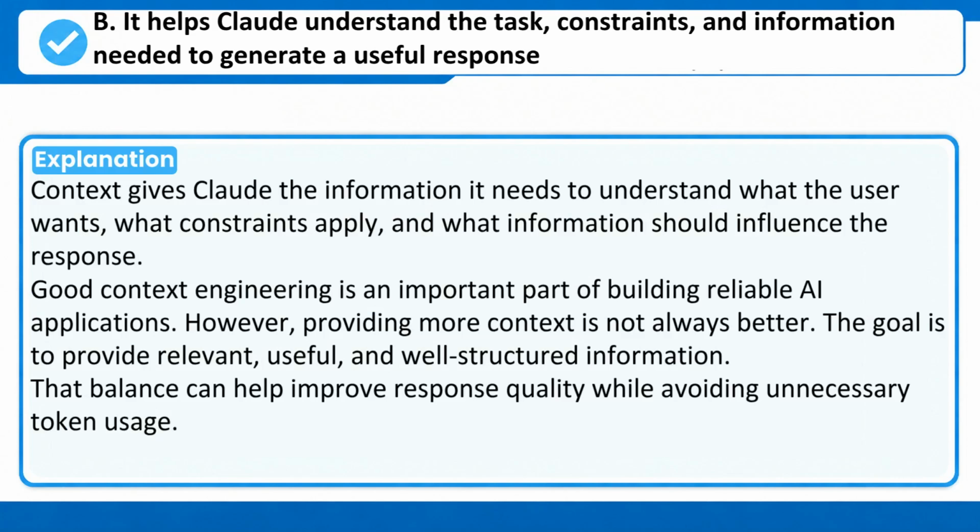Correct answer, B. It helps Claude understand the task, constraints, and information needed to generate a useful response. Explanation. Context gives Claude the information it needs to understand what the user wants, what constraints apply, and what information should influence the response. Good context engineering is an important part of building reliable AI applications. However, providing more context is not always better. The goal is to provide relevant, useful, and well-structured information. That balance can help improve response quality while avoiding unnecessary token usage.